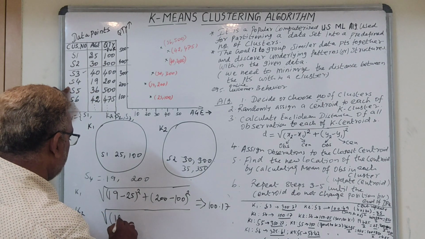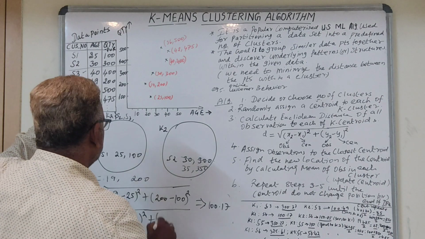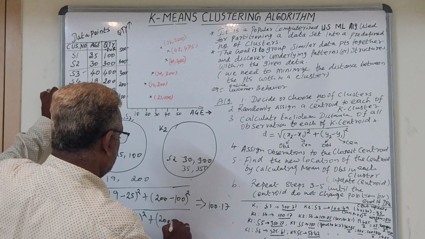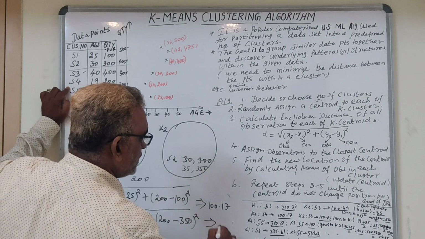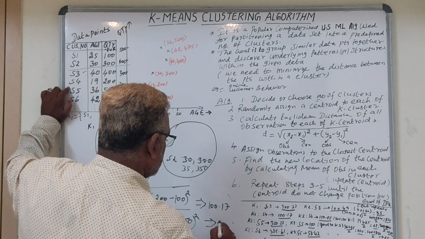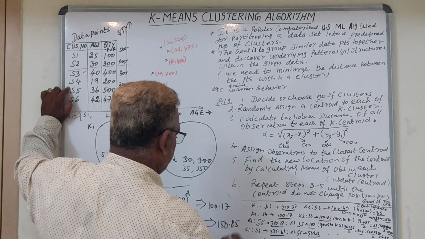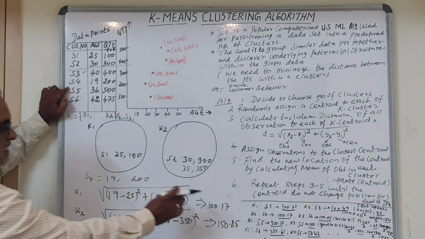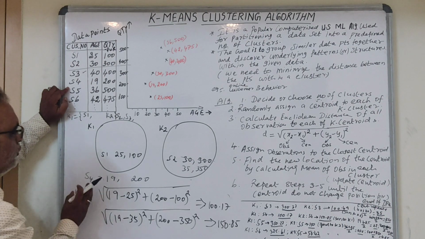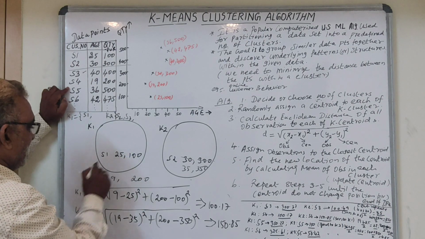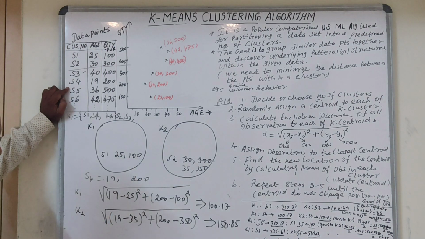So similarly for K2, it is 19 minus 35 whole square plus 200 minus 350 whole square, which is equal to 150.85. So now 100 is the lesser value. So this S4 will move to cluster K1. Okay, so S4 moves to cluster K1.